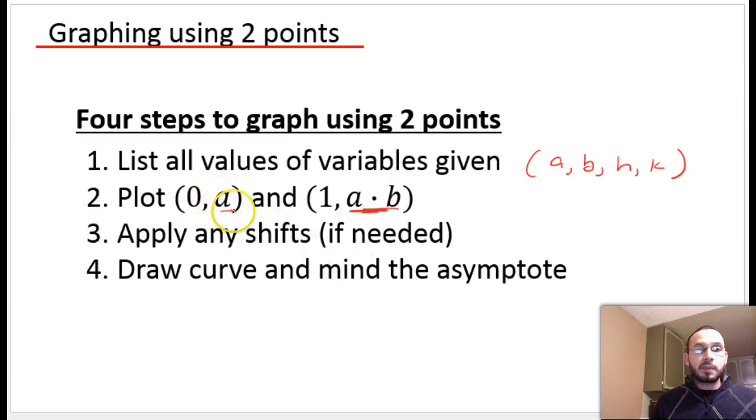Step 3 is to apply any shift if needed. So if we have an h and a k, then we apply those shifts to our graph. Otherwise, we leave it alone. And step 4, draw the curve and find the asymptote. Remember where our asymptote is. If our k is equal to 0, or we don't have k, then our asymptote is going to be the line y is equal to 0, also known as our x-axis.